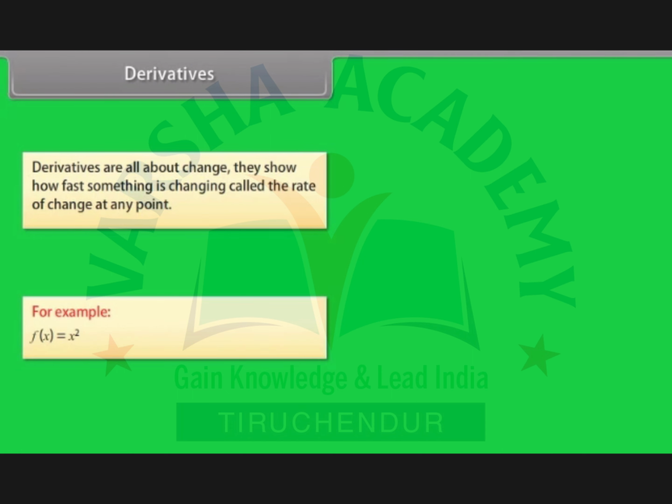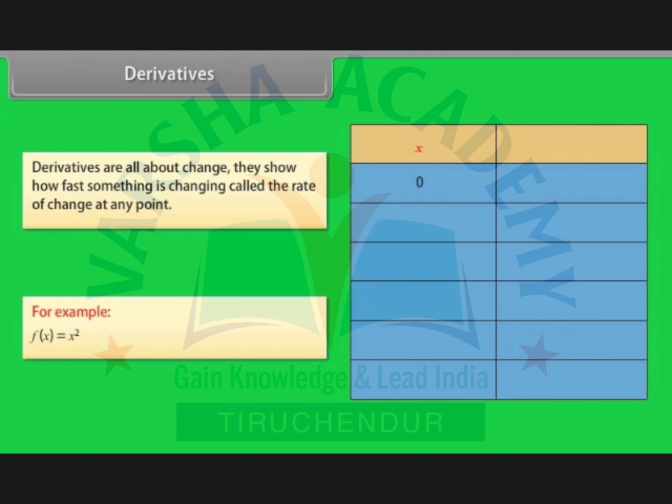Here are some values. For x equal to 0, the value of f(x) is 0. For x equal to 0.5, the value of f(x) is 0.25. For x equal to 1, the value of f(x) is 1. For x equal to 1.5, the value of f(x) is 2.25. For x equal to 2, the value of f(x) is 4. For x equal to 2.5, the value of f(x) is 6.25.